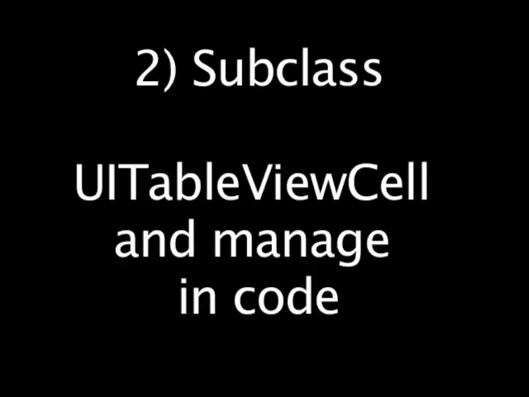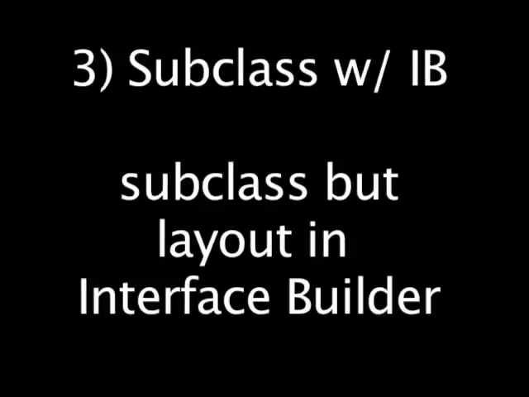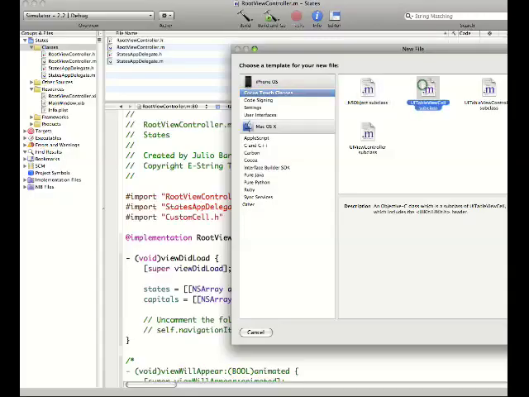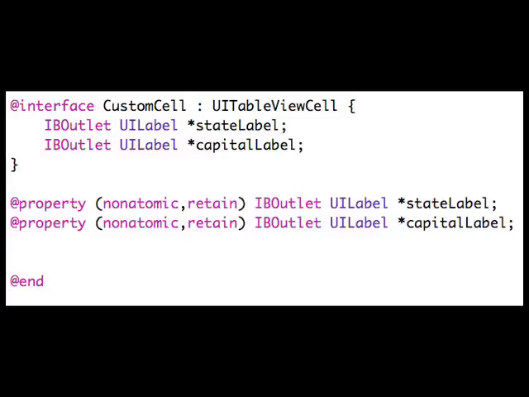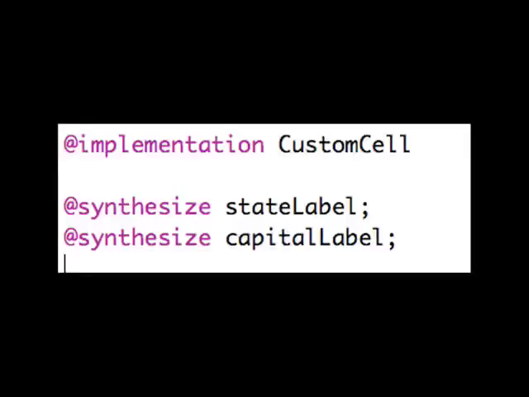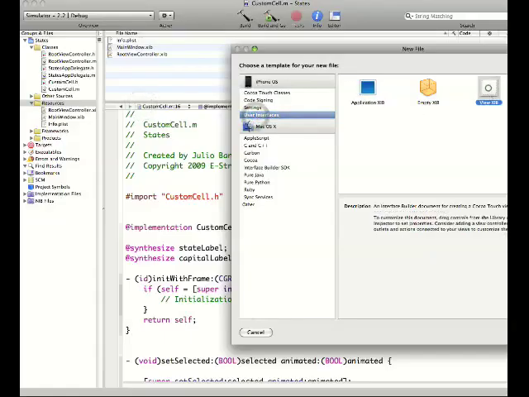If we want more programmatic control over the cell, we can create a subclass of UITableViewCell and manage the views in a similar way in code, which is the second method, but I won't say any more about that here. The third method is an extension of the second method where we subclass UITableViewCell and use Interface Builder to lay out its contents. The first step is to create a new subclass of UITableViewCell, say CustomCell. In the header, I create two instance variables and properties and then synthesize them in the implementation file. I then create a new view-based nib.